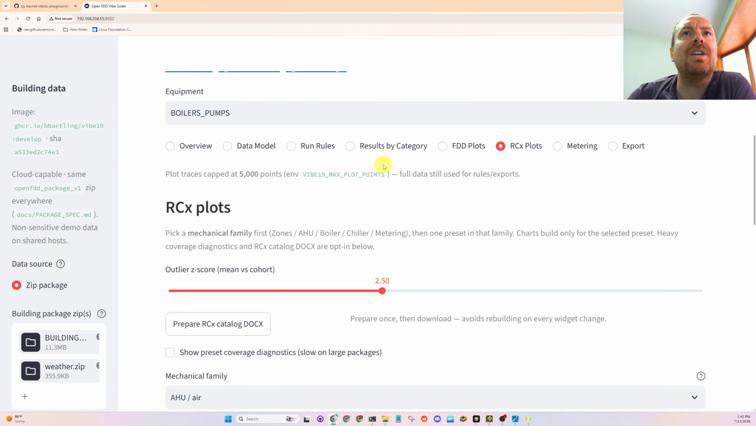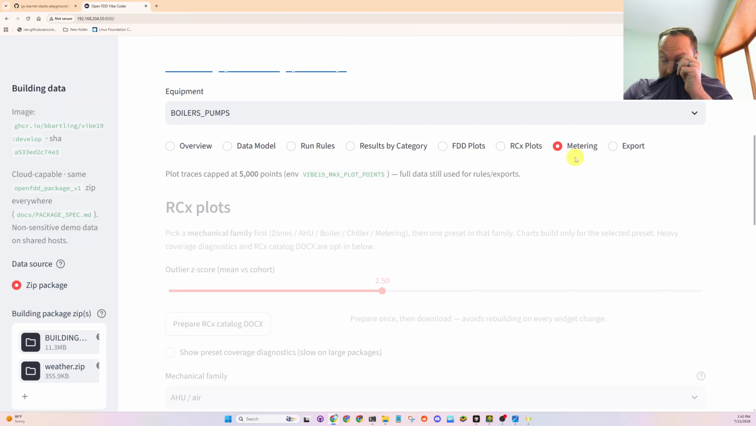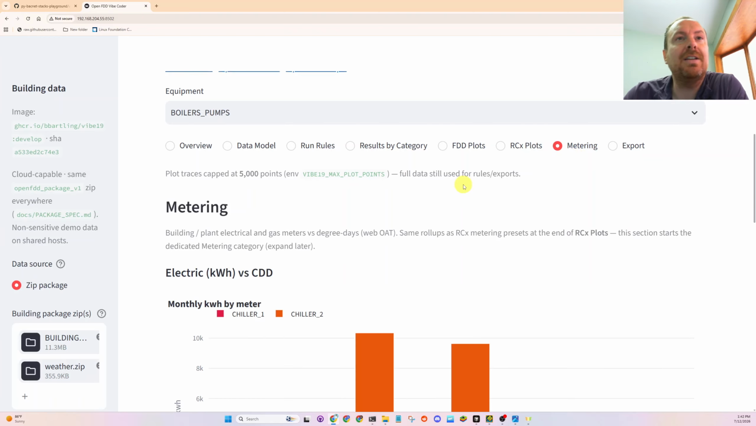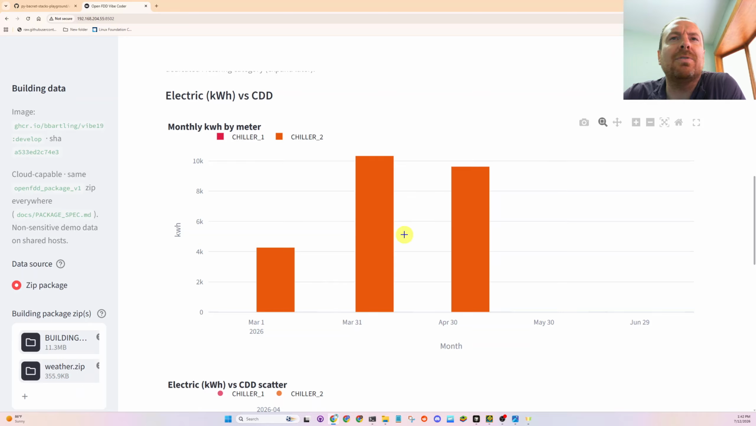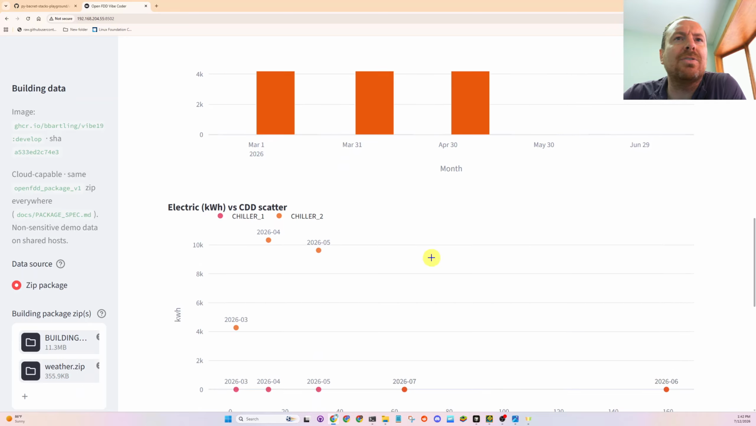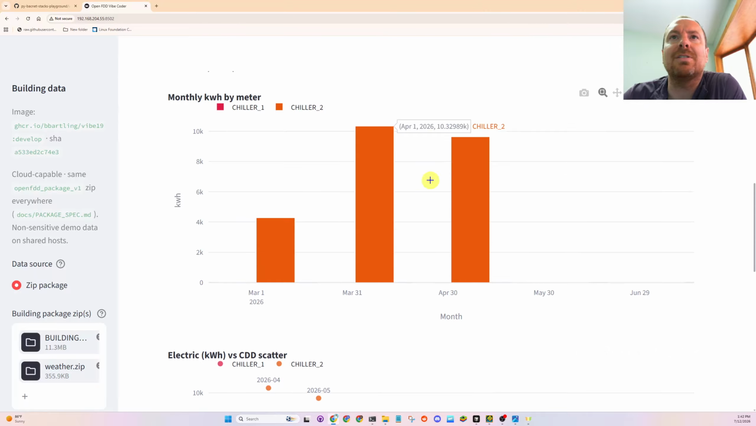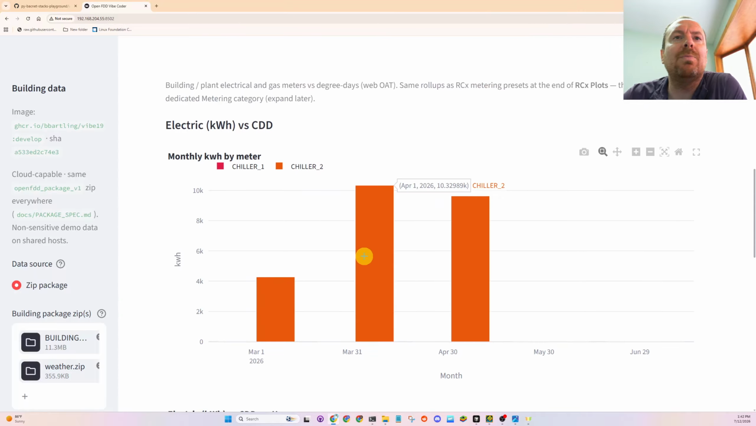I'm frankly out of time, but we don't have any metering here. So if we had electrical and gas metering, we could see that here. There was a little bit for the chillers too, but I don't think that's worth looking at because they're just sub-metering the chillers.